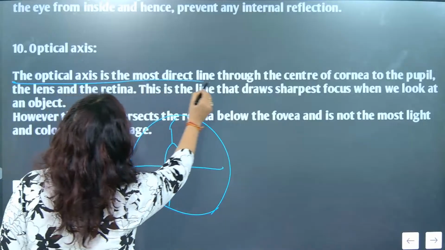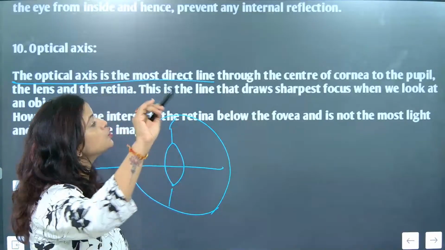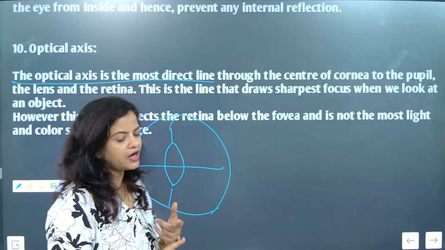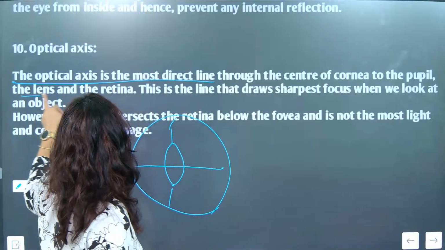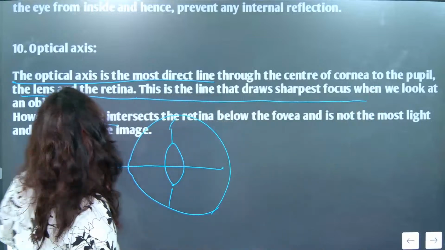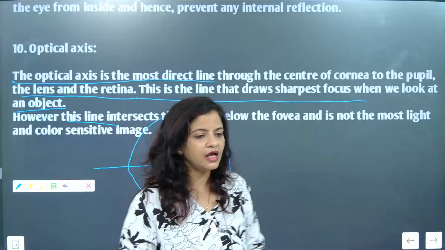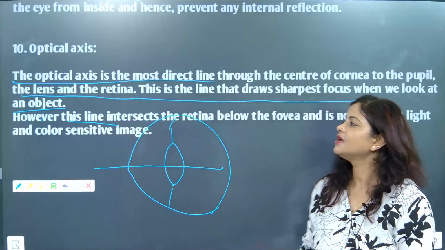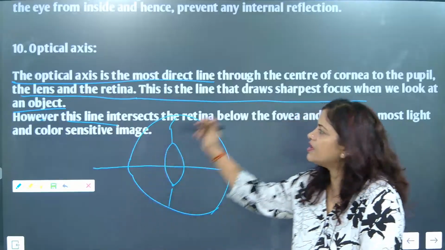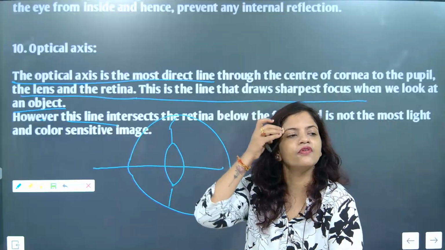The optical axis is the most direct line through the center of the cornea. Line through what, beta? Center of the cornea to the pupil, the lens and the retina. This is the line that draws sharpest focus when we look at an object. So if I want to look at an object clearly, which one is helping me? Optical axis. It passes through the center of the cornea. So now listen, one more time we are going to say it, because if anybody asks us these questions, we will not get confused.